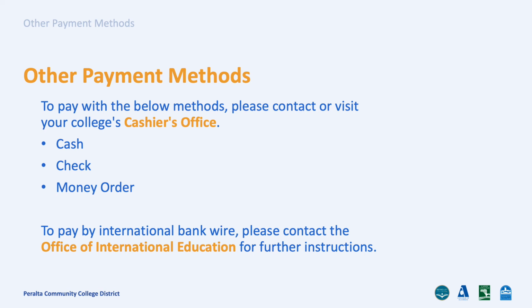If you wish to pay by cash, check, or money order, you will need to make the payment through your college's cashier's office. To pay by international bank wire, please contact the Office of International Education for further instructions. However, keep in mind that wire payments are not instant and can take about a week to process. Overall, the fastest and most secure way to pay for your tuition fees is with your credit card.